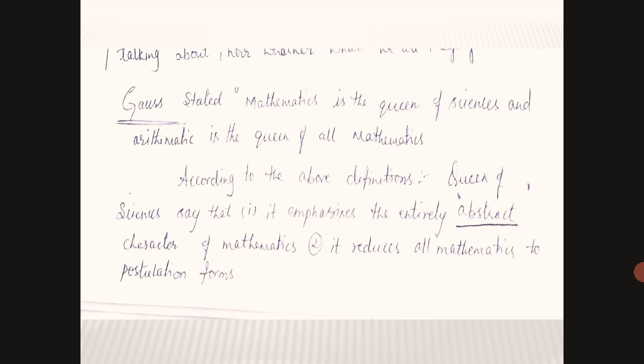Mathematics is the queen of sciences. According to this, mathematical language, mathematical relationships and mathematical concepts can be utilized in the field of sciences for more understanding, or to explain the science concepts in a very meaningful way. That is what it means to say mathematics is the queen of sciences. The second one is that arithmetic is the queen of all mathematics. It reduces all mathematics to the postulation forms.